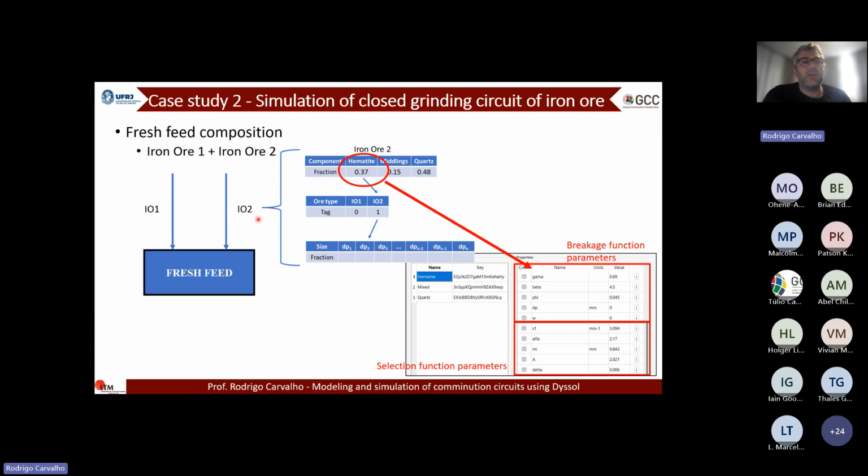So if you take the iron ore 2 here, it's composed of 37% of liberated hematite, 15% of the mixed particles, and 48% of quartz particles. So this is defined as iron ore 2. This ore type here receives a tag, it's a property called a tag, and then it receives its size distribution. And each component here has its own breakage function parameters. So when particles break, they will produce a progeny that follows the traditional breakage function. It depends on the parameters here, and also it has its own selection function parameters that I'll show in a few slides.